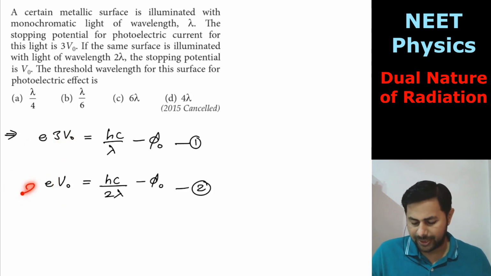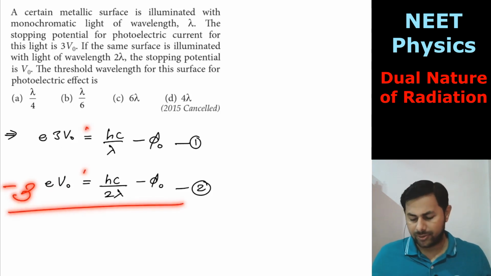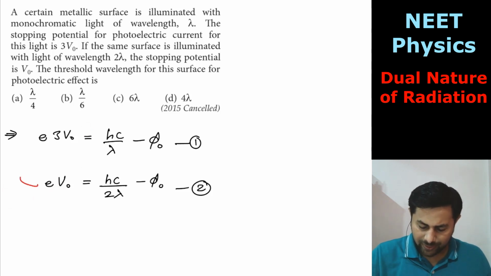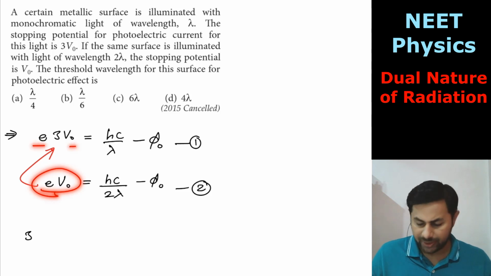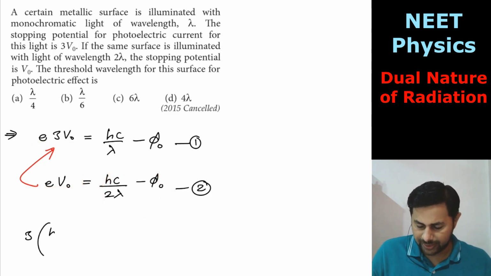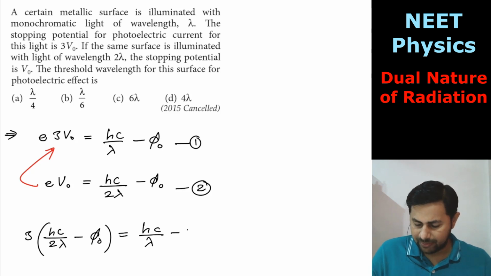I mean, multiply the second equation with 3, then subtract that equation from the first one. It is identical. So let's substitute. What do you get? This is 3 times E times V0, and that is hc by 2 lambda minus phi naught, equal to hc by lambda minus phi naught.